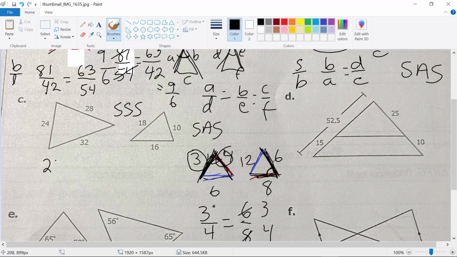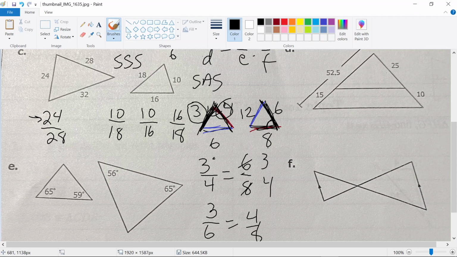So let me try within the first triangle, 24 to 28. Notice the smaller numbers on top. I'll try 10 to 18, because that's got the smaller number on top. I'll try 10 to 16, and I'll try 16 to 18. I'm not going to try 18 over 16, because that's got the bigger number on top. I'm not going to try 18 over 10. That's got the bigger number on top. But if I can find that, then I can check the other two sides. But if I don't find a corresponding set, this side to this side, 24 to 28, if I don't find that ratio in the second triangle, then they're definitely not similar.